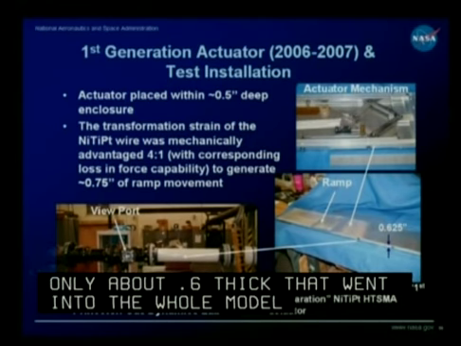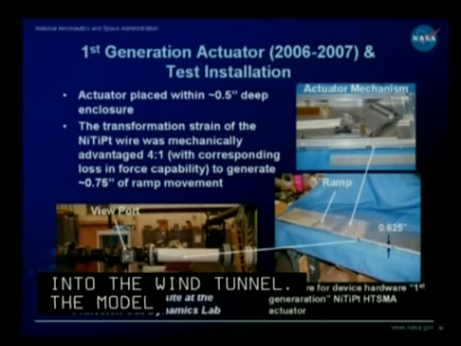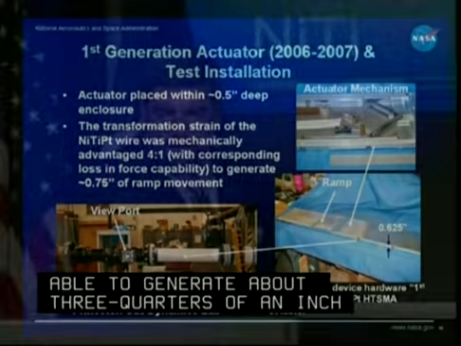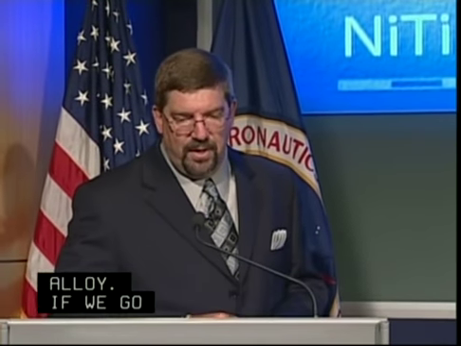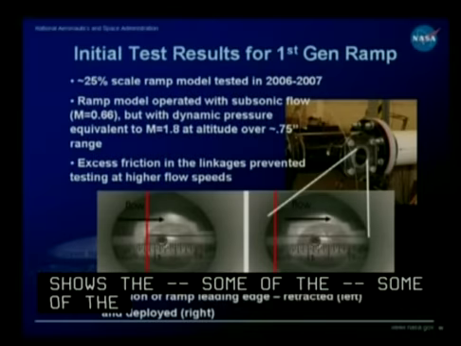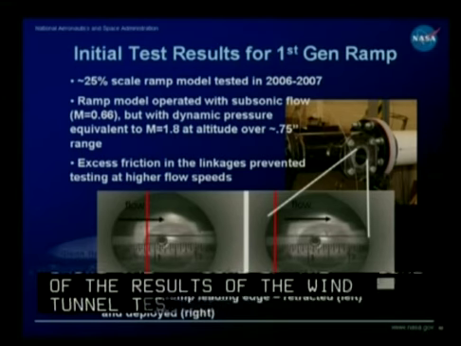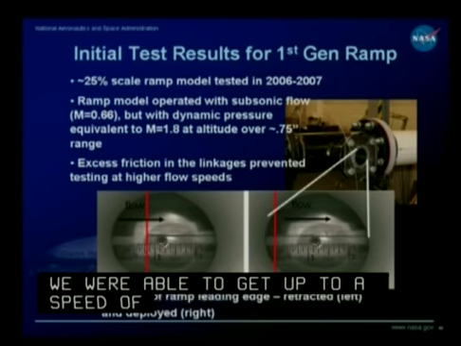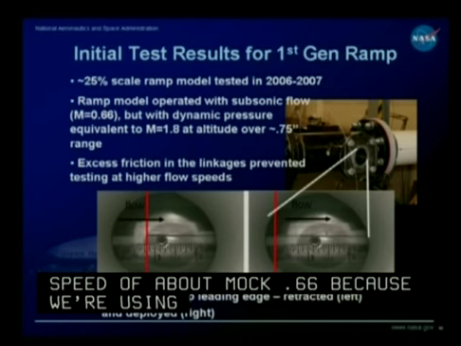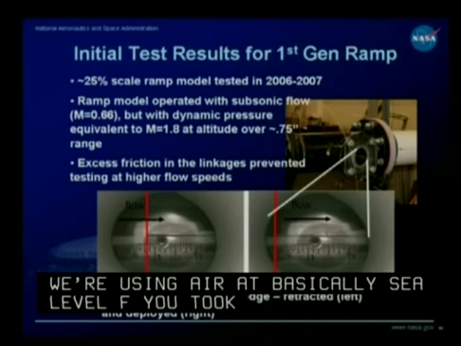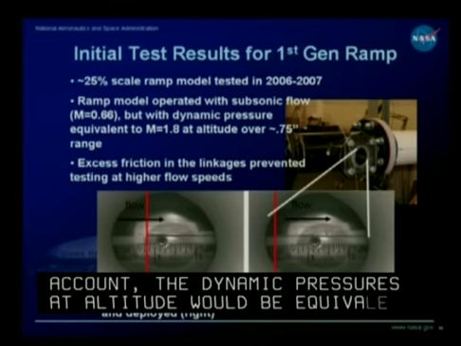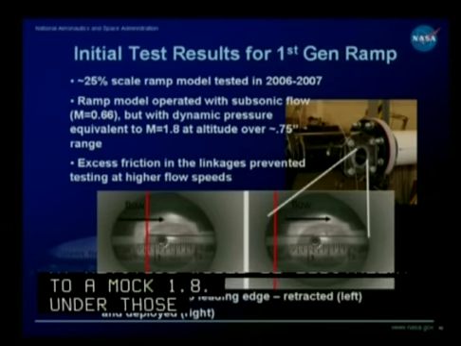The model was loaded into a wind tunnel at Princeton, and we were able to generate about 3/4 of an inch ramp movement with the shape memory alloy. If we go to the next slide, this shows some of the results of the wind tunnel testing. We were able to get up to a speed of about Mach 0.66 because we're using air at basically sea level. If you took that into account, the dynamic pressures at altitude would be equivalent to about a Mach 1.8. But under those conditions, the Mach 0.66 flow, we were able to move the actuator about 3/4 of an inch.